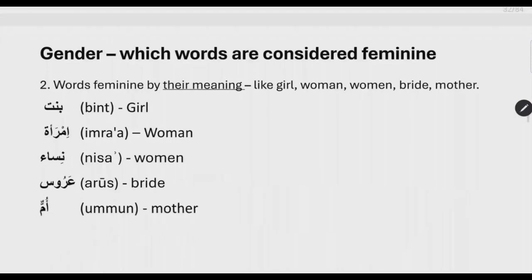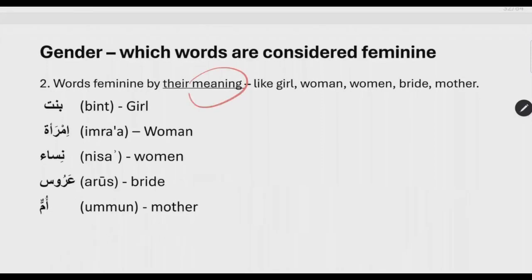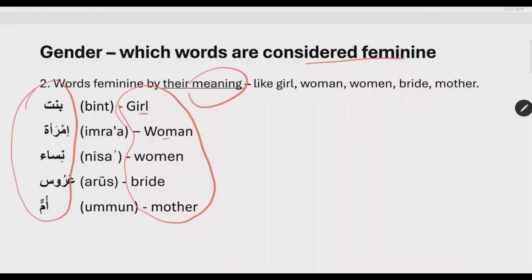And then the second category is just by their meaning. Like all this group of people are always women. You don't have a man, girl, or a boy, girl kind of thing. You don't have gender fluidity in Arabic. It's either this or that. It's male or female, and it's clear cut. There's nothing in between. So these are examples of words that are considered feminine. If you know the meaning of it to be this, then you know that it's obviously feminine, whether it's got ta marbuta or doesn't. This one does have it, but even if it doesn't, you know that these words have to be feminine.